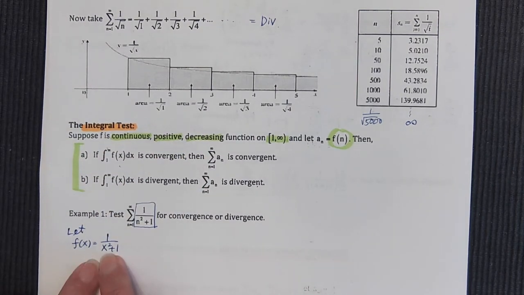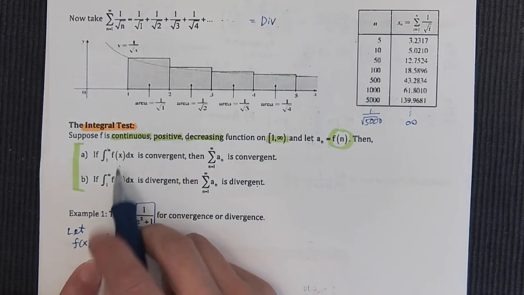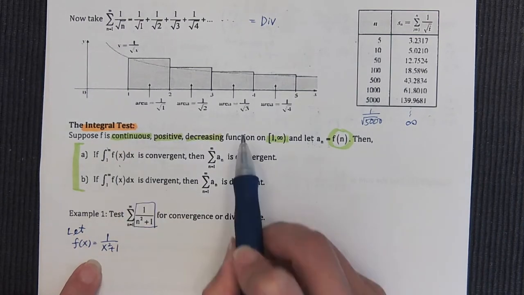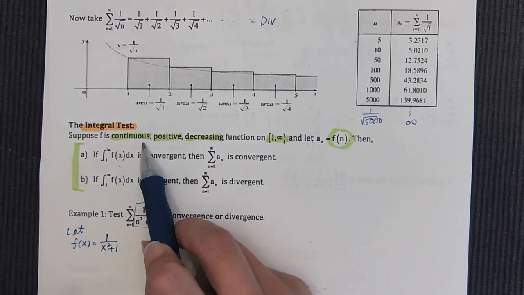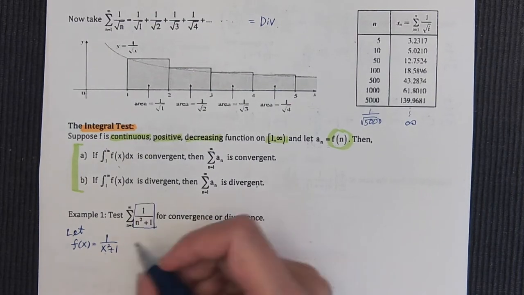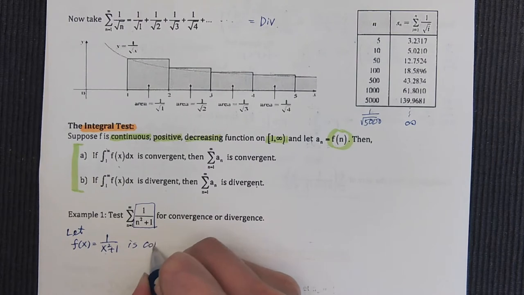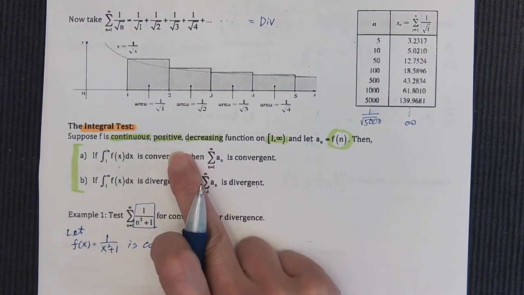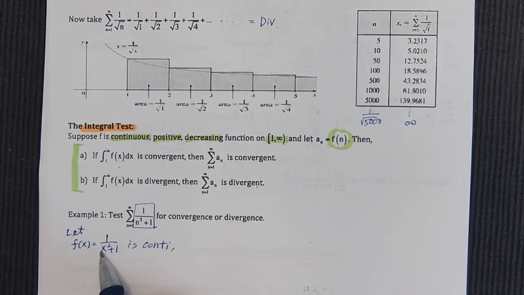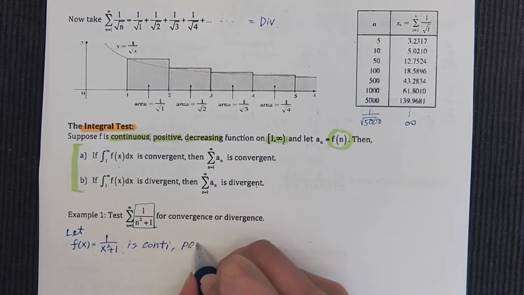Based on the function, can I say it's continuous from 1 to infinity? Can I plug in 1 squared, 2 squared, 3 squared, 4 squared, forever to infinity? Yeah, it's a continuous function, right? Yes, this is continuous. Can I say everything is a positive number? It's 1 squared, 2 squared, 3 squared, plus 1, so everything is positive. Yes, it is positive.